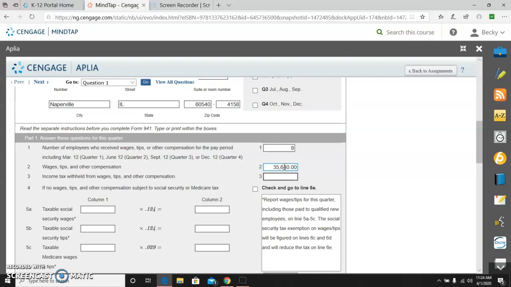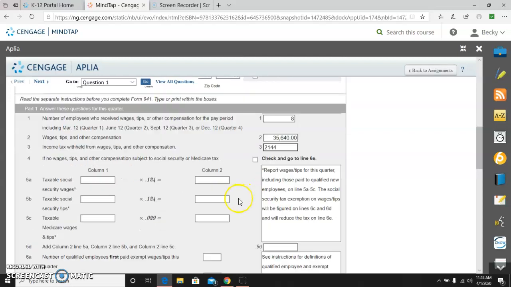Then it says to do the income tax withheld. That's the column that said federal income tax withheld for January through March. So that number was 2144. And again, only the employee is paying that amount. The employer withheld it and is paying it onwards.